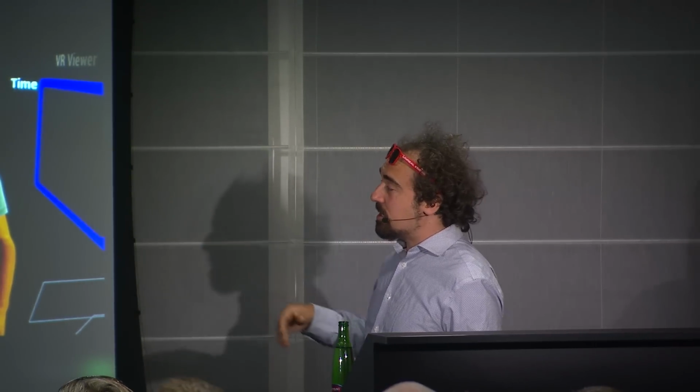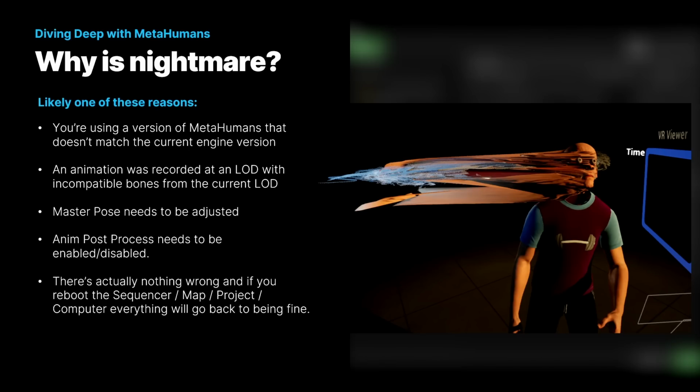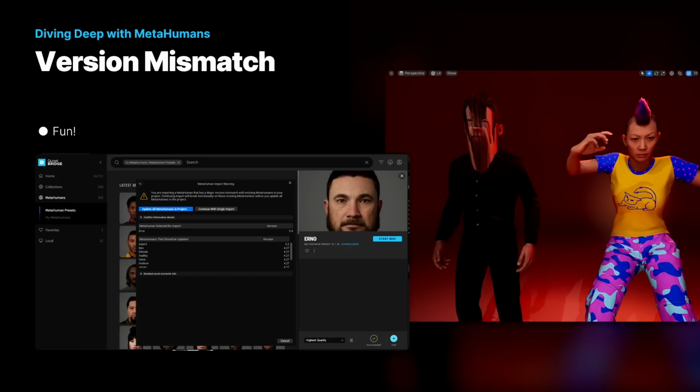Sometimes the master pose needs to be adjusted. You need to actually assign animations individually to things. I'll mention more about that in a second. Sometimes animation post-process, just enabling it, disabling it, will actually fix this. And also sometimes you'll find that there's actually nothing wrong. I've gone through all these troubleshooting steps, and then I'll just close my sequencer and open it back up, and it's working again. Or sometimes I need to close the engine, or sometimes I need to restart my computer. But sometimes before you panic when you see something like this, just try restarting, and you might actually find there's nothing wrong.